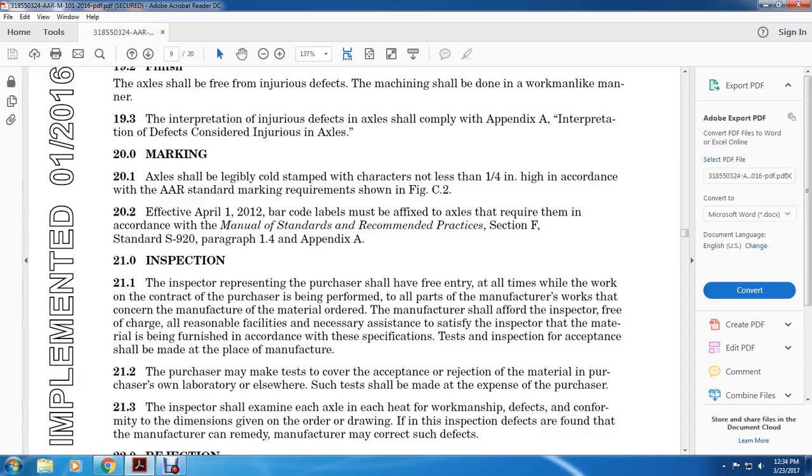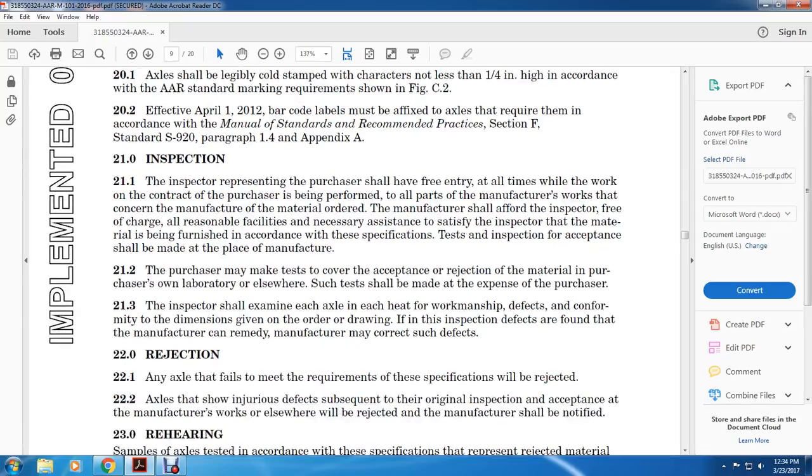20.0 Marking. Axles shall be legibly cold stamped with characters not less than 1/4 inch high in accordance with the American Association standards of standard marking requirements shown in Figure C2. Effective April 1st, 2012, barcode labels shall be affixed to axles requiring them in accordance with the Manual of Standards and Recommended Practices, Section F, Standard S920, paragraph 1.4, Appendix A.